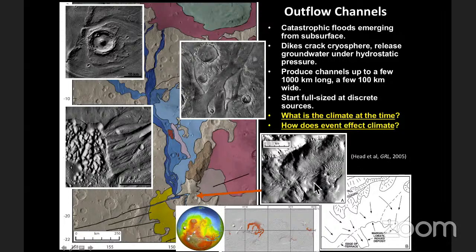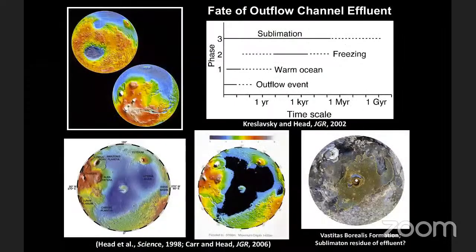We have a lot of data that suggests that at the time, like deposits right at the origin of some of these outflow channels, the climate was in fact cold and icy. We see glaciers around the areas of the effusion, suggesting that the water vapor, the spray, et cetera, condensed and formed small glaciers here. But nonetheless, water came from somewhere and flooded down into the northern lowlands. There have been hypotheses for years about northern lowland oceans, but we've been unable to test them.